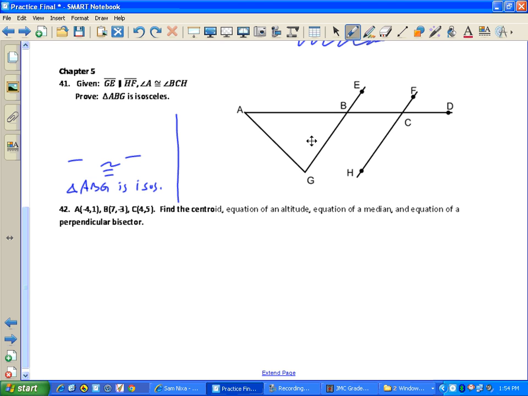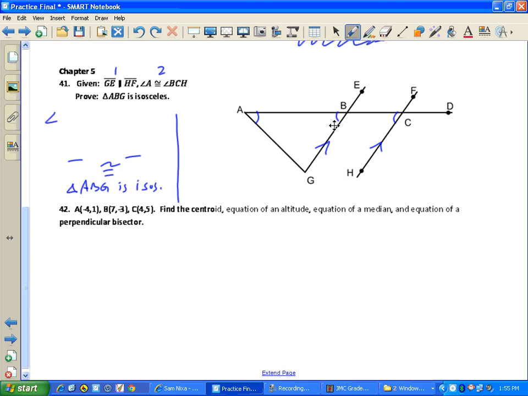I'm given that GE, which is here, is parallel to HF, which is here. And I'm given that angle A is congruent to BCH. So parallel lines are going to give me corresponding angles, alternate interior angles, all that. So I could say that this is congruent to that one, or I could say this one's congruent to that one, which helps because this is inside the triangle. So that's what I'm going to use.